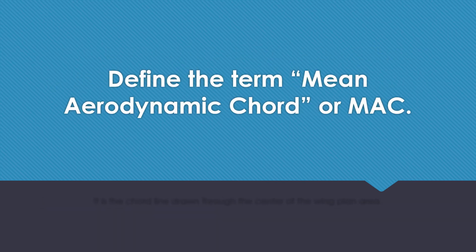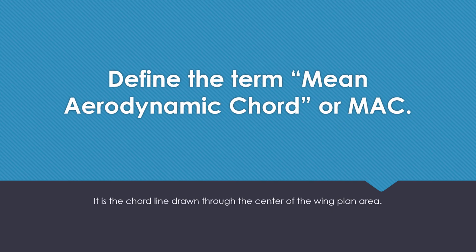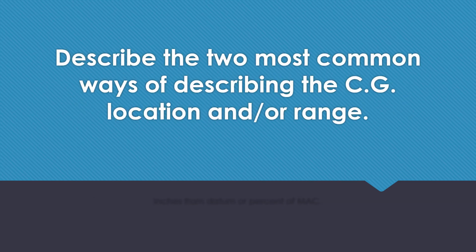Define the term mean aerodynamic chord, or MAC. It is the chord line drawn through the center of the wing plan area. Describe two most common ways of describing the center of gravity location and/or range. Inches from datum, or percent of MAC.